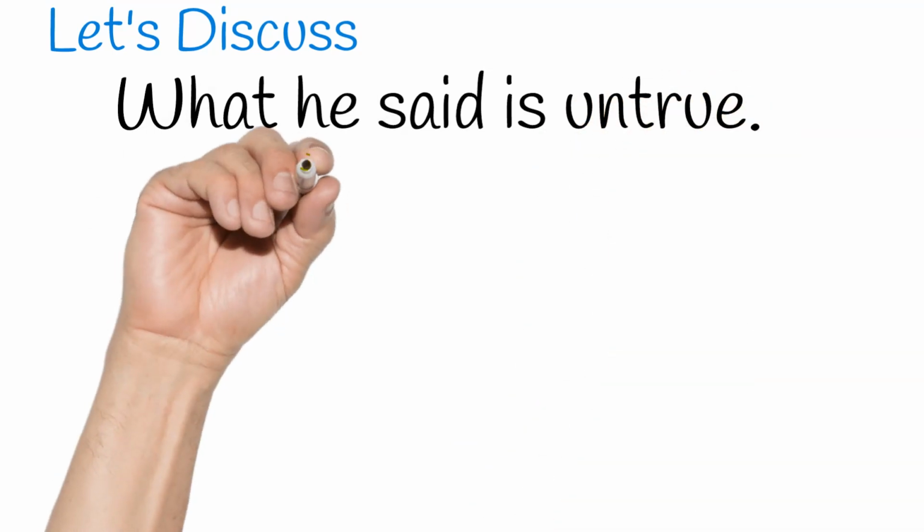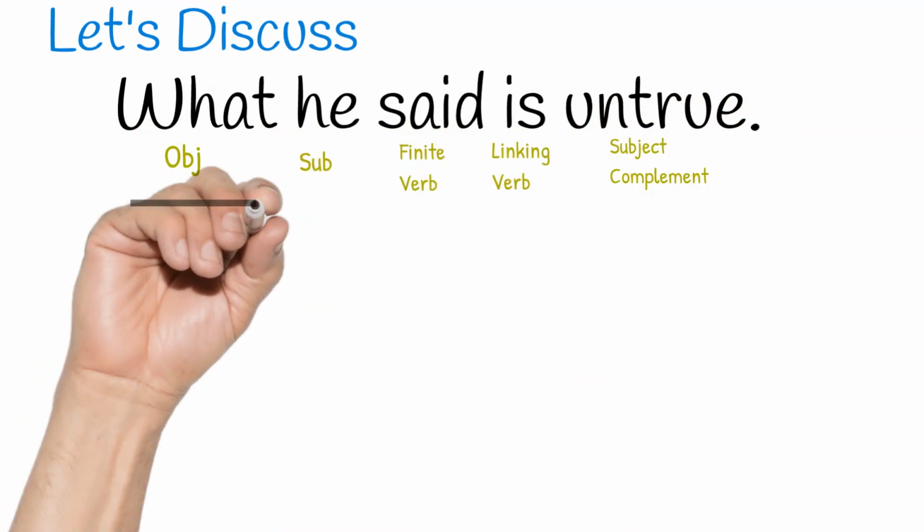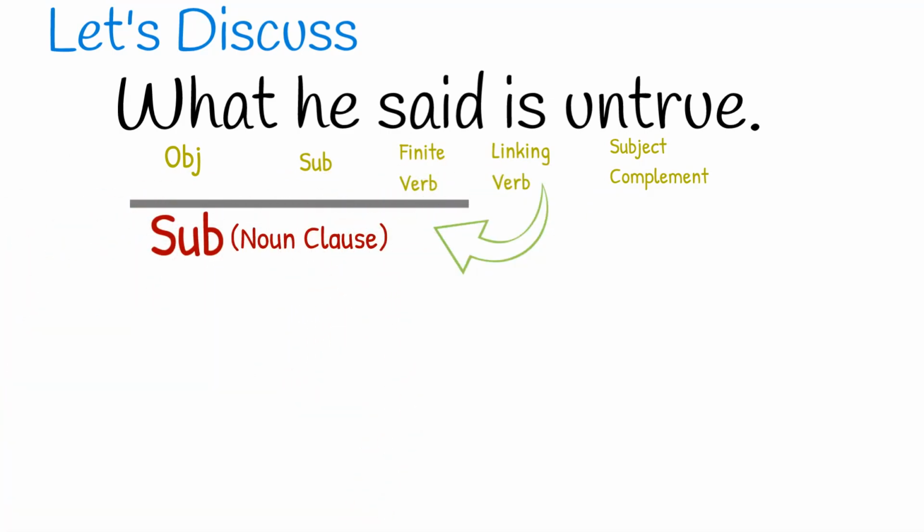Let's discuss. What he said is untrue. Here said is the finite verb and he is the subject of the verb. And what is the object of the verb said? Now this group of words has its subject as well as a finite verb. So it is a clause. But it cannot convey its meaning properly. Hence it is a subordinate clause.